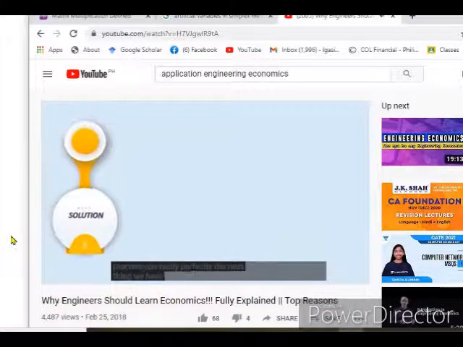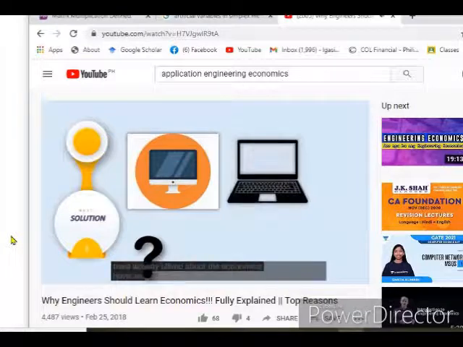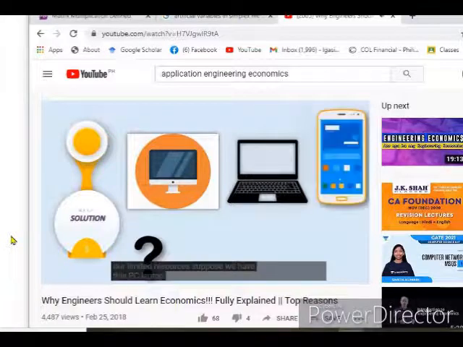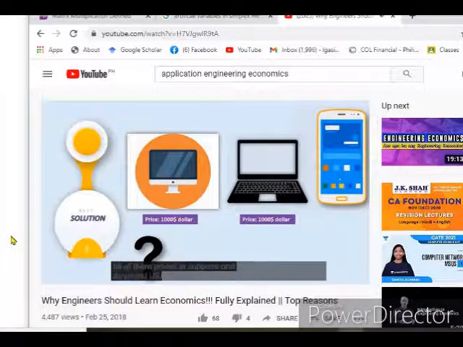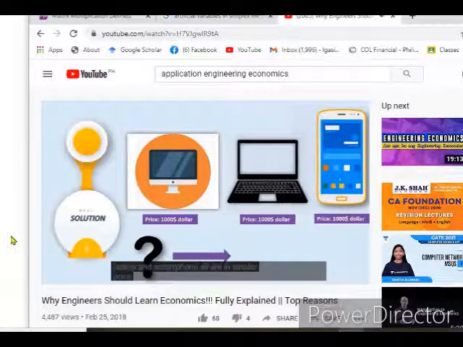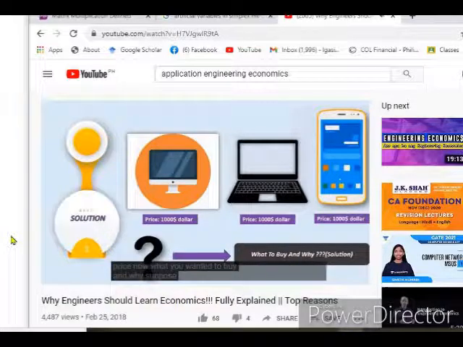The next thing, we have the best solution. As we have already talked about, economics gives us the best solution possible in our limited resources. Suppose we have this PC, laptop, and this smartphone, and all of them are priced at, suppose, 1000 US dollars. All of them, the PC, the laptop, and the smartphone, are at a similar price. Now, what do you want to buy and why? Suppose you need a very good quality PC.